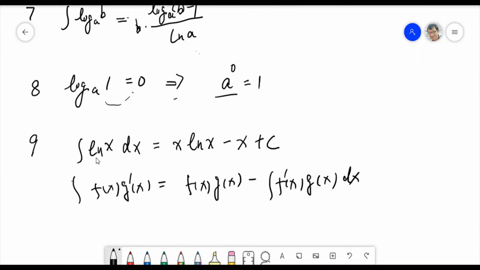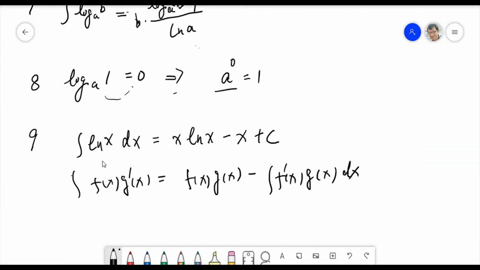So the integration of natural logarithm x dx equals x times natural log x minus x plus c. So this is the formula. Just remember this. And to prove this formula, we have to use another formula. This formula we call integration by parts.